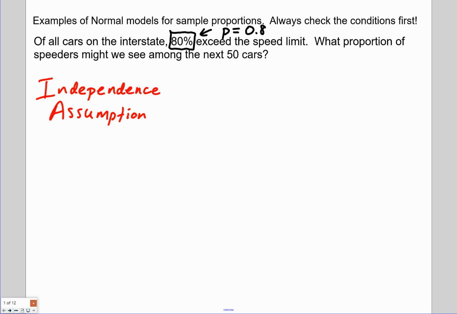Okay. What can we check to make us feel better about this? What conditions can we check to make us feel better? Let's start with the randomization condition. So we don't put anything for the independent. Do you remember that sentence that I just said? Like, I'm assuming that one car speeding will not affect another car?